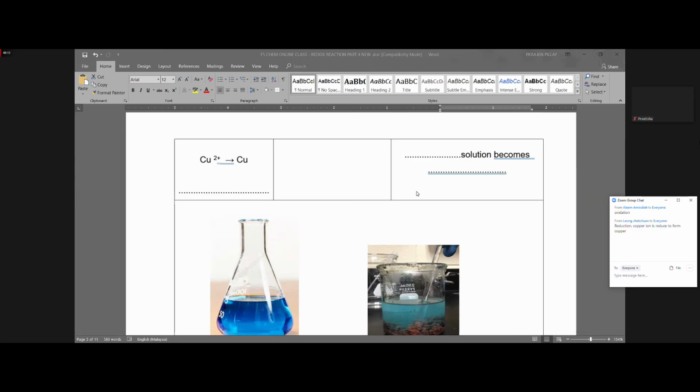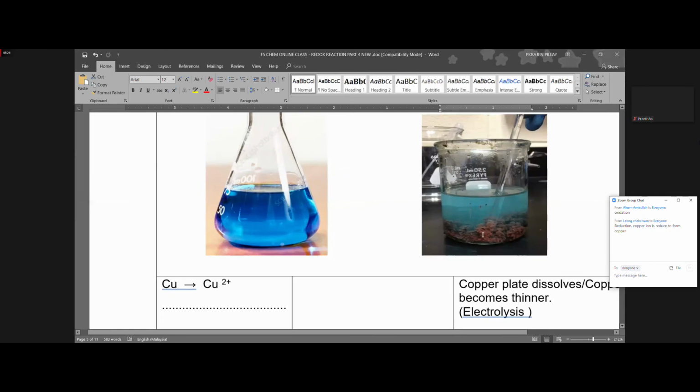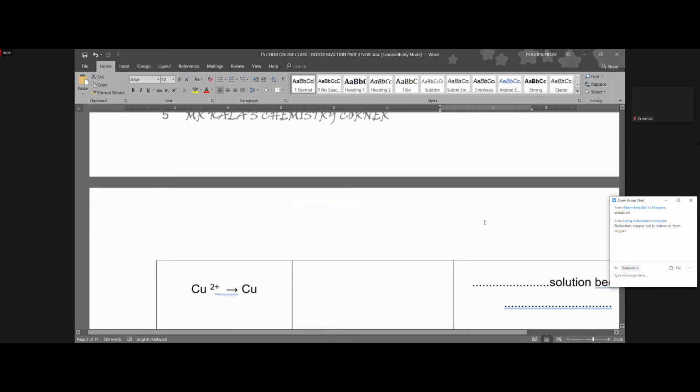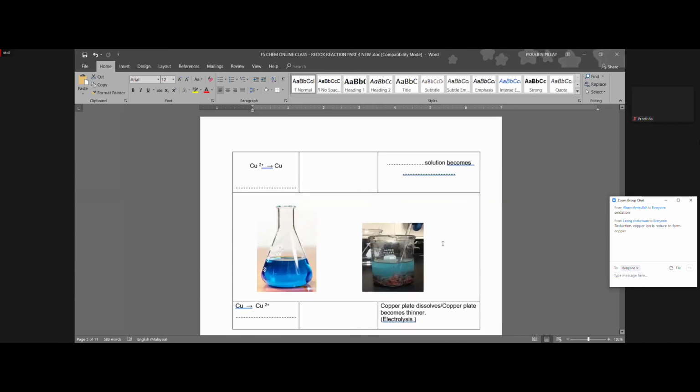Then observation. What color is it? Blue solution becomes what? I'm going to zoom in. When copper is formed, you can see a brown solid there. This is blue solution, this is copper 2 ion. When copper 2 ion becomes copper, the blue solution turns brown. Write that down: blue solution becomes brown solid. This is reduction of copper 2 ion to form copper. Very famous.